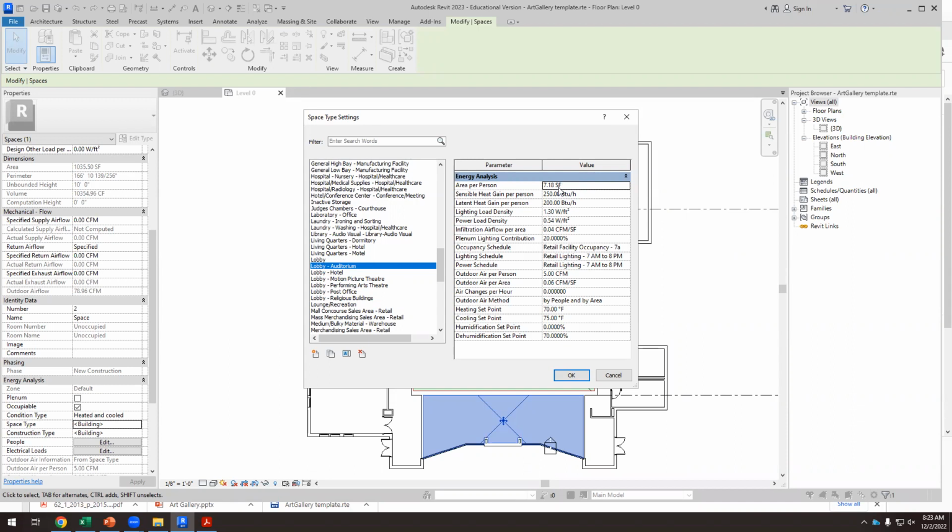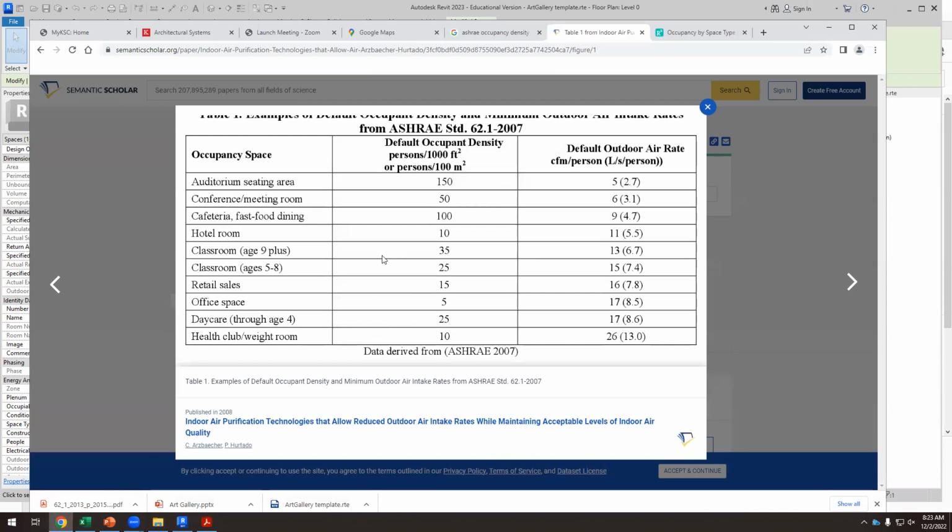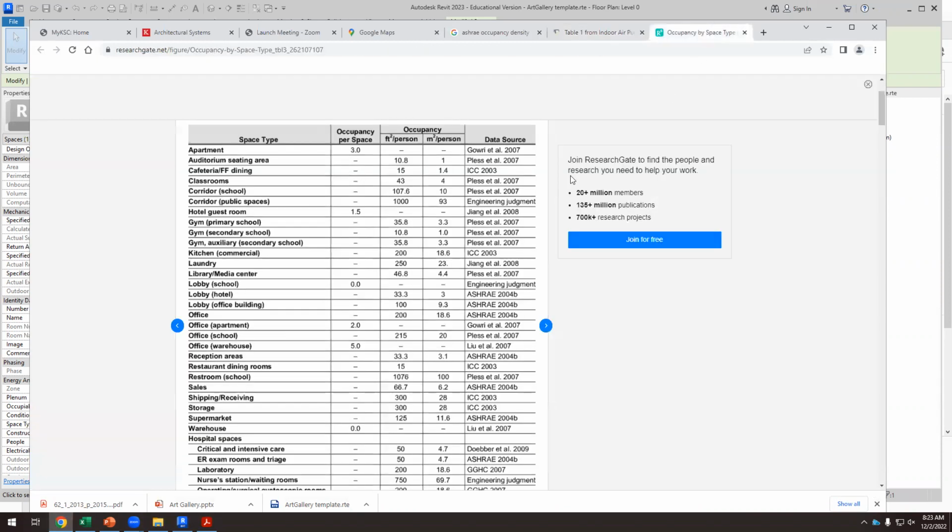This is not realistic. We can't have 7 square feet per person. 7 square feet is 2 feet by 3 feet. So if we have 1 person per 7 square feet, that means that we are all like this. Maybe that happens once, but it's not something realistic. So I think this lobby hotel, it's about 30 square feet per person. There was something in one of those tables.